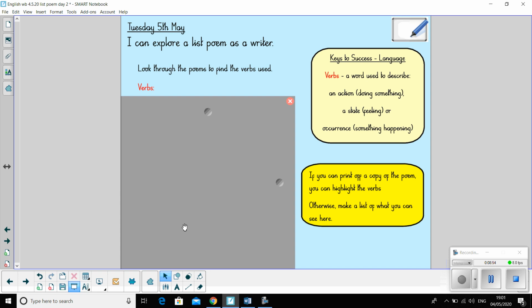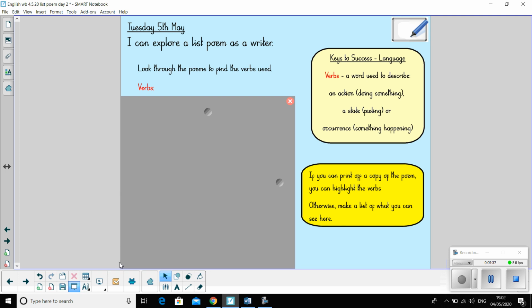Okay, so exploring this poem as a writer. Verbs. In particular, we'll talk about verbs and what you understand a verb to be. Sometimes they can be hard to spot, and you have to read around the sentence to help you. Some are more obvious ones. So a verb, you should be really good at this, having had a go at the activities at the start of today's lesson and yesterday's session as well, is an action, so it's doing something. They are a state, which is a feeling, or an occurrence, something that is happening.